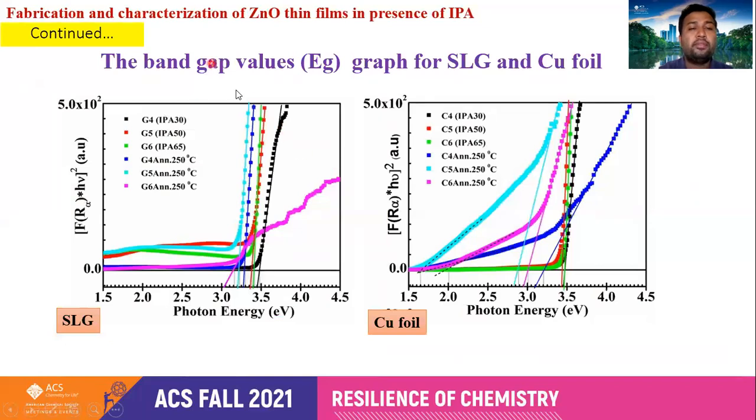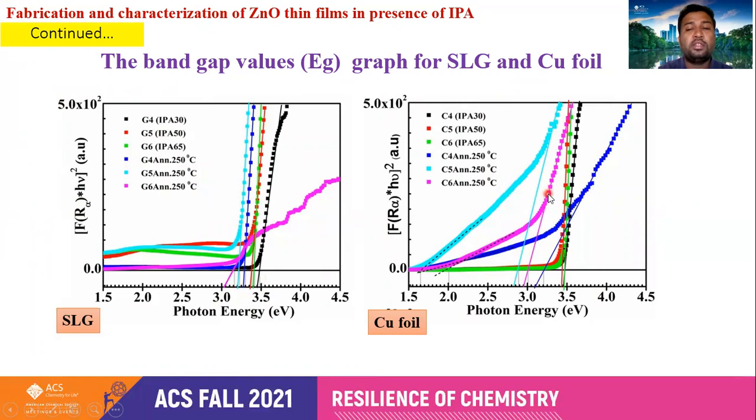Now, the band gap energy is calculated from the transmission and diffuse reflection data for soda-lime glass substrates and copper foil substrates. The first graph represents soda-lime glass substrates and the second graph represents copper foil substrates. From the first graph, we see that the band gap energy is about 3.35 to 3.37 electron volt, and it confirms the presence of zinc oxide.